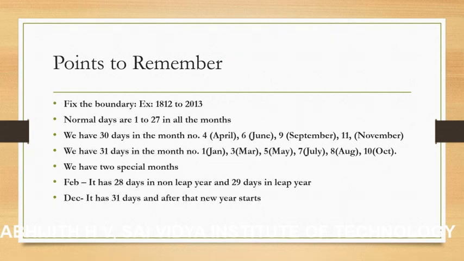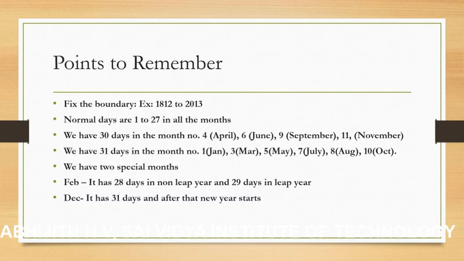We'll fix one boundary for the dates. We are taking one example, that is from 1812 to 2013. You can fix any boundary for this. The next one is, in every month we have the days from 1 to 27. Let me call it normal days. We don't have any issues, because if I give the date as 1, it will easily display the next date as 2. Till 27 we don't have any issues.